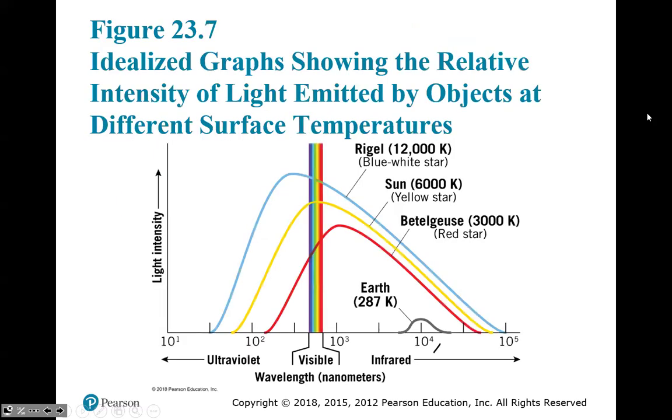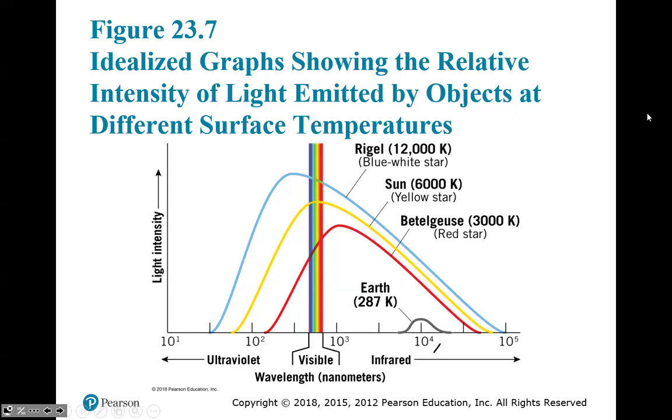So here are some examples showing the relative intensity of light from different surface temperatures. Earth has a temperature of 287 K, so it peaks at around 10^4 nanometer wavelength, in the infrared. Betelgeuse is about 3000 Kelvin, so it peaks at around 1000 nanometers. And so it appears primarily a red star.